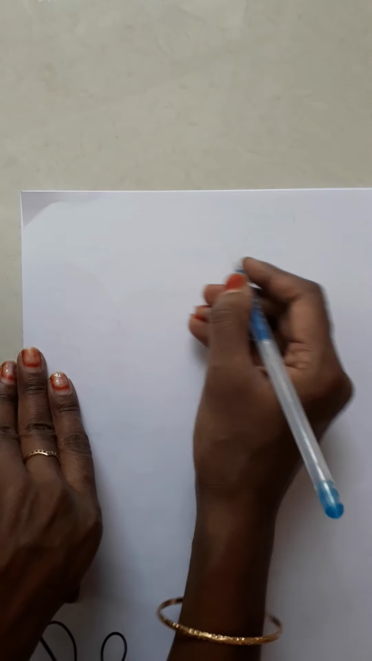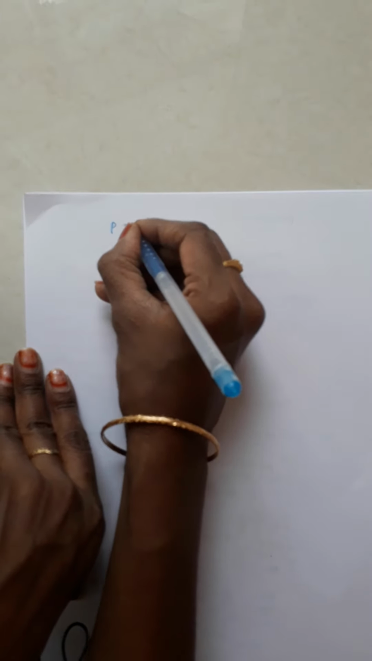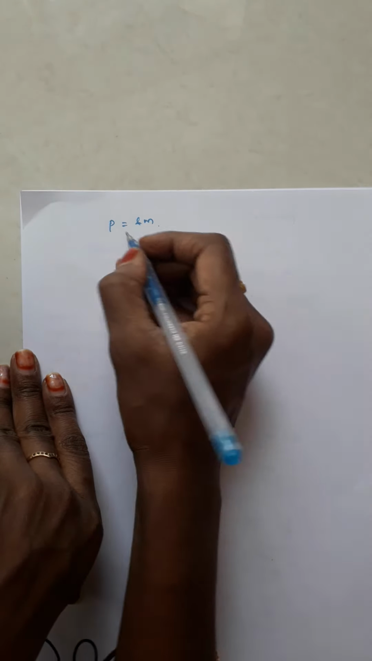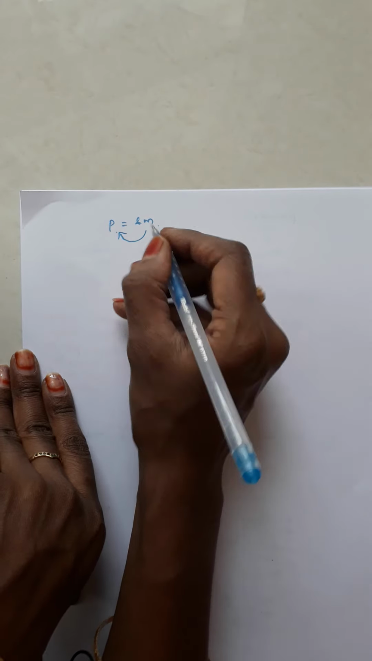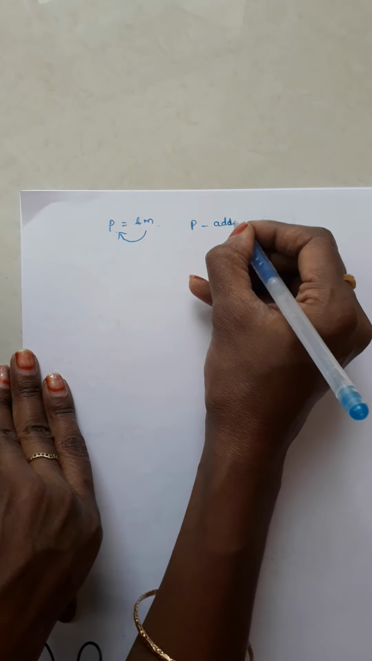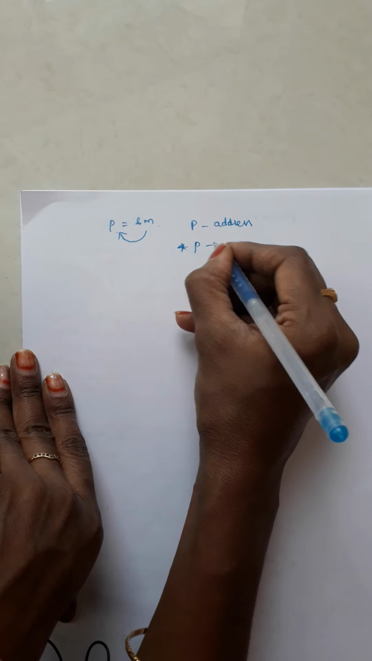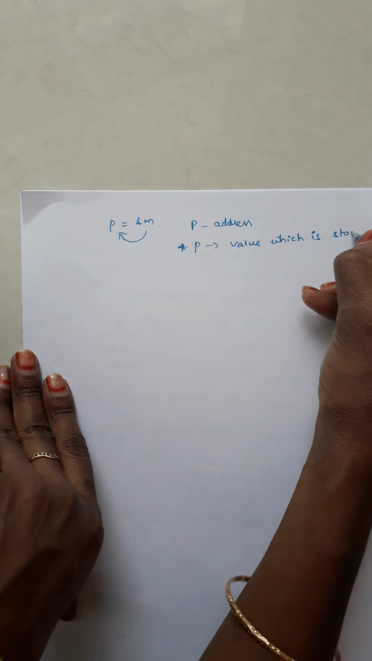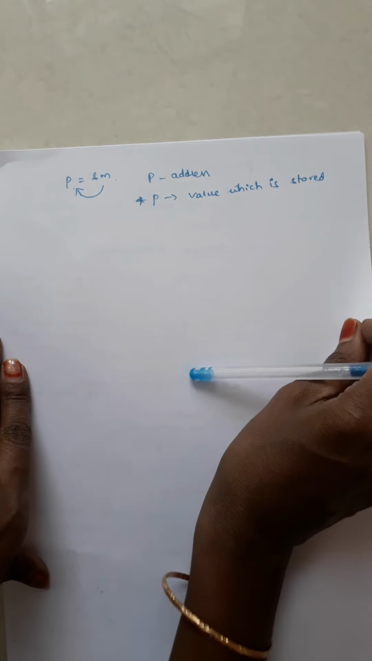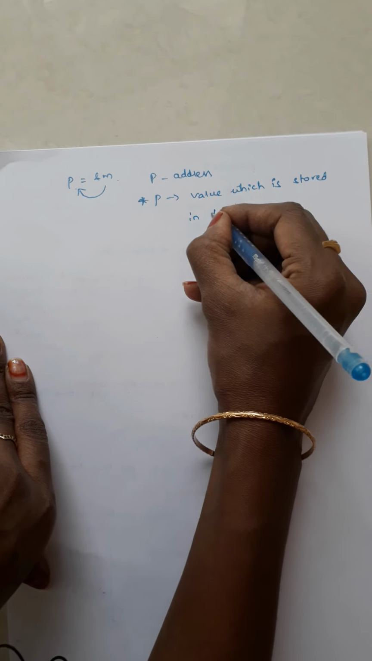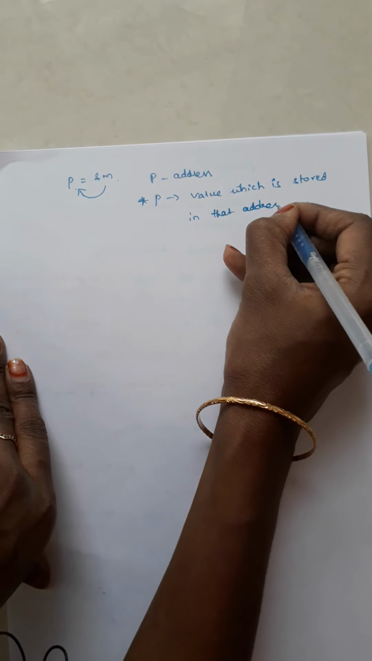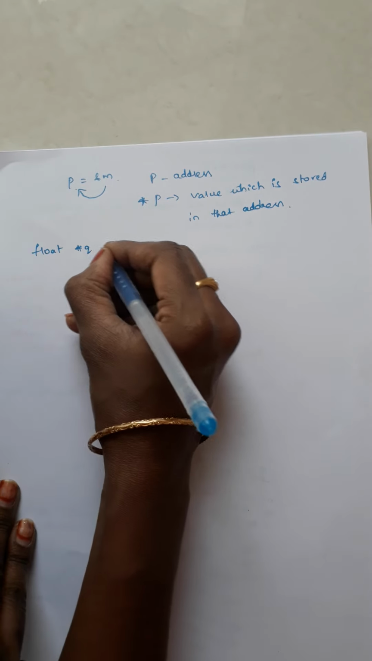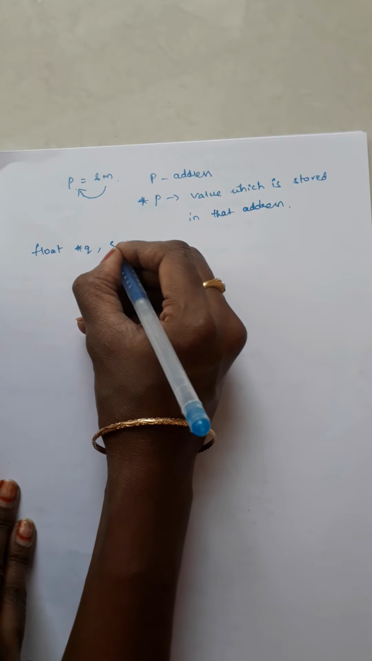So that is the pointer which points to the variable: p equals ampersand m. Continuing from the previous video, p equals ampersand m is nothing but the address of m being assigned to p. So p contains the address, and star p contains the value which is stored in that address.